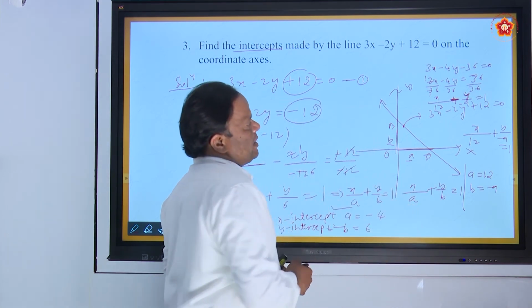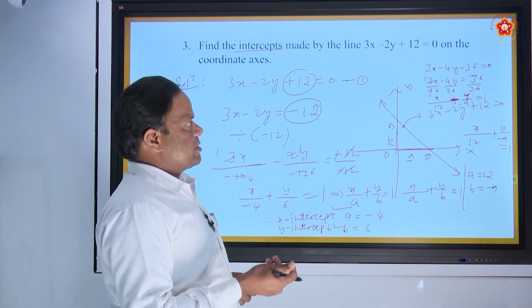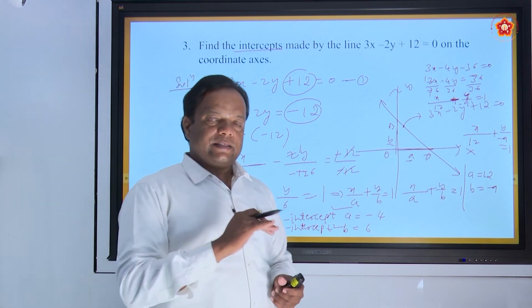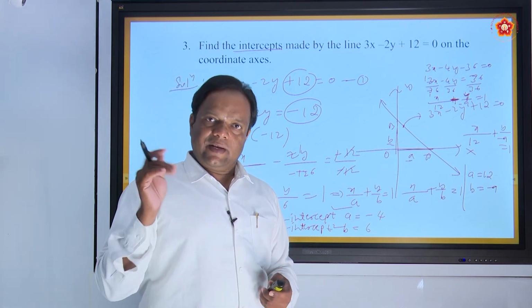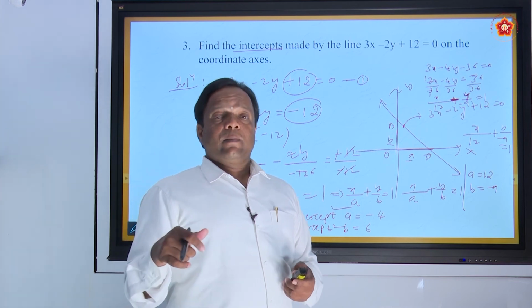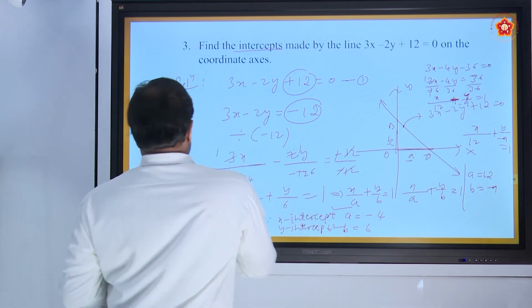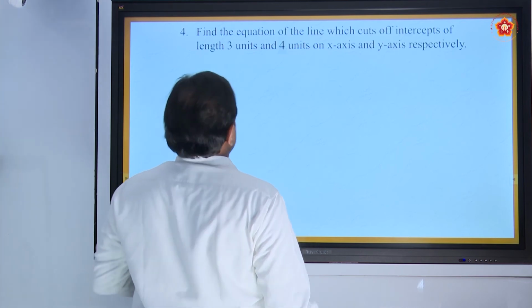You can take another example also. So many examples you can take: any general line equation, you have to convert that into intercept form, then find a and b. a is the x intercept, b is the y intercept. Okay. Let us move to the next problem.